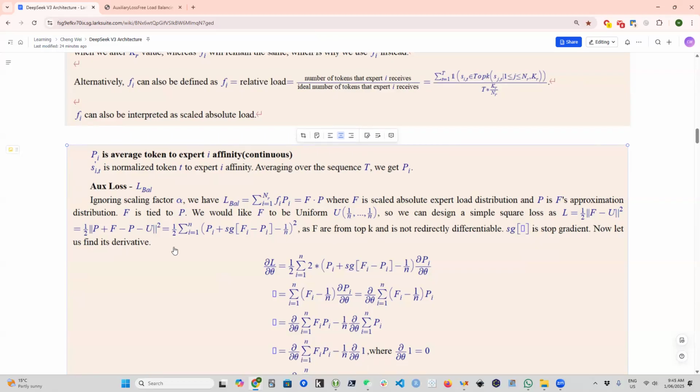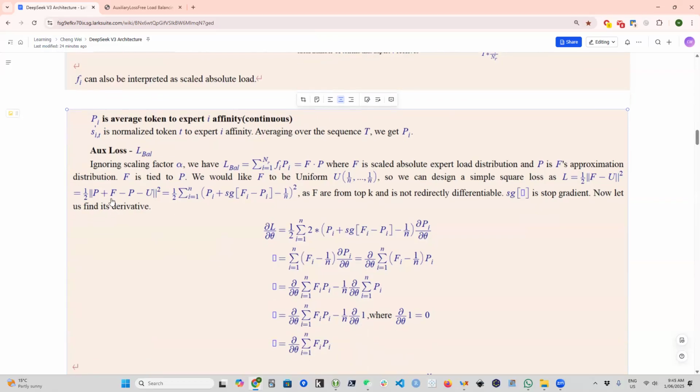So we can add P and minus P, right? There's no change, add P minus P. This is like a trick. Why do we add P minus P? Because this F is not differentiable. Its top K selection is not differentiable. Only P is continuous, so it's differentiable, right?